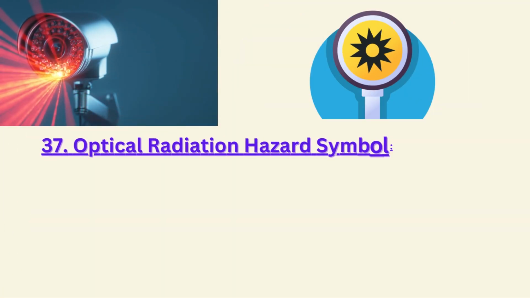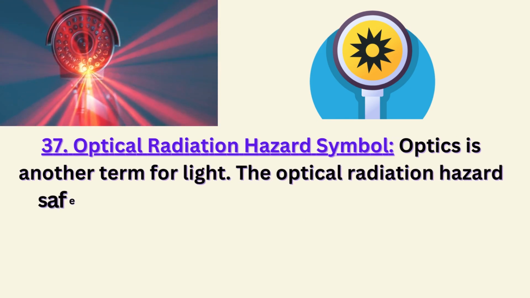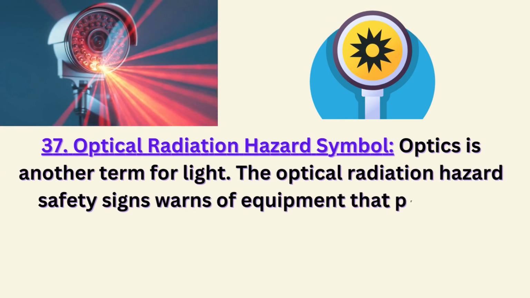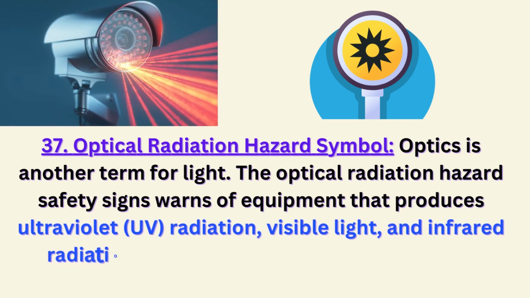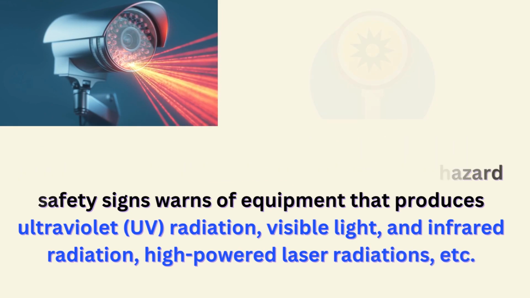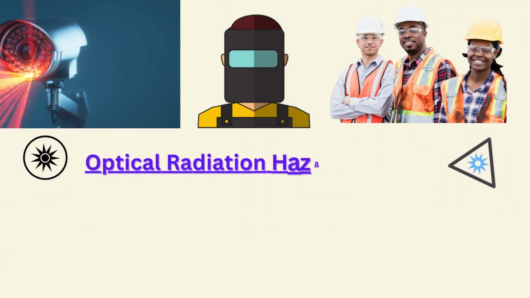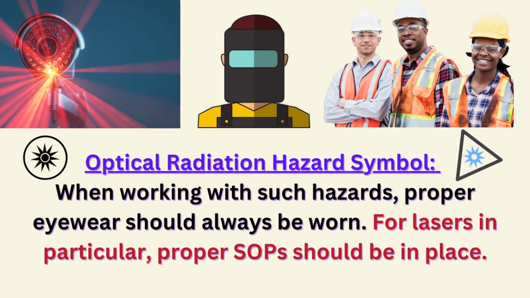37. Optical radiation hazard symbol. Optics is another term for light. The optical radiation hazard safety sign warns of equipment that produces ultraviolet, UV, radiation, visible light, and infrared radiation, high-powered laser radiations, etc. When working with such hazards, proper eyewear should always be worn. For lasers in particular, proper stops should be in place.